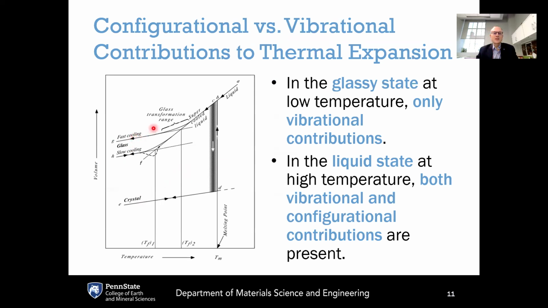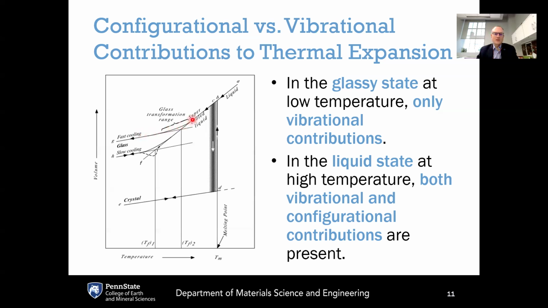However, if you take a glass and then you heat it up through the glass transition region to get into the supercooled liquid or liquid state, there is a second contribution to the thermal expansion coefficient, and that is due to the configurational contributions to the CTE. And you can see that in the change in slope of the volume temperature diagram. See here in the glassy state, it has a lower slope, and that's because only the vibrational modes are active. So the only contributor to the thermal expansion coefficient in the glassy state is the vibrational part due to the anharmonicity of the potential energy well.